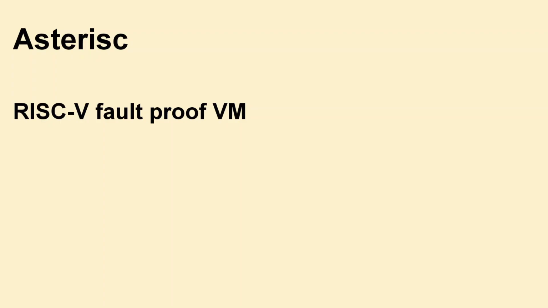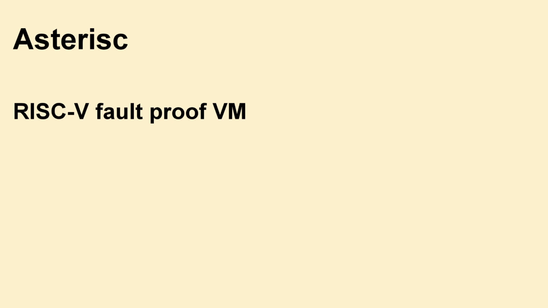Okay, so this is a short extension to the presentation. We have 70-something slides, and there are only a few about Asterisk. Asterisk is a RISC-V version of Canon. So it's not a replacement to the fault-proof program. The program is the same, except that you compile the program towards a RISC-V target instead of a MIPS target.